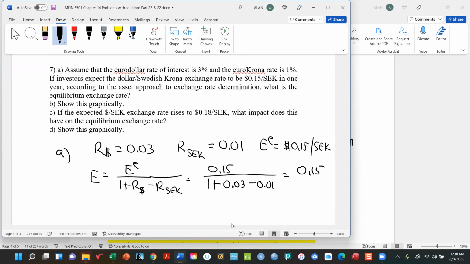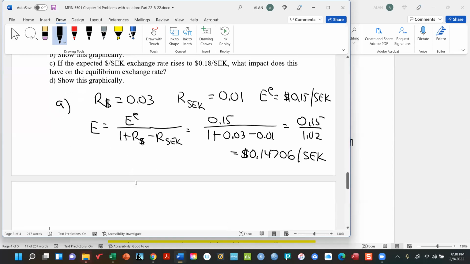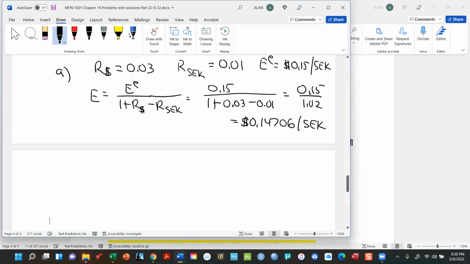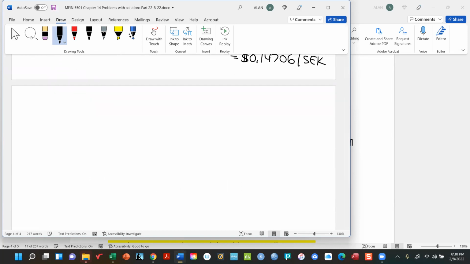So it's 0.15 over 1.02, which is approximately equal to 0.14706, or about 14.7 cents per krona. Beautiful. So we'll draw it in. And the graph is the same, except that it's a different currency.